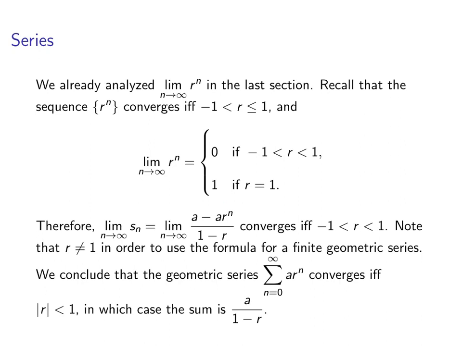Note that r had to be not equal to 1 just in order to use our formula for the finite geometric series. So our conclusion then is that our geometric series, the sum of ar to the n, converges if and only if the absolute value of r is less than 1, in which case the sum of that series is a over 1 minus r. That's what we get up in here when this piece goes to 0. You're just left with a over 1 minus r.